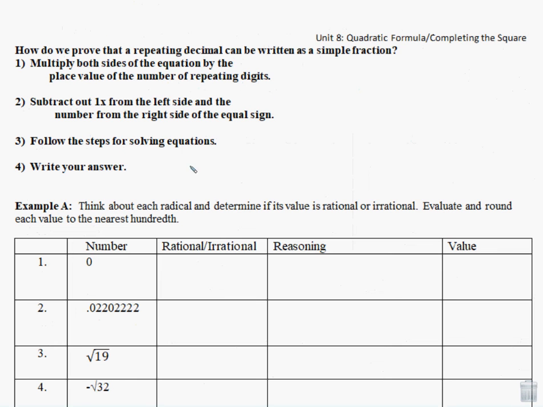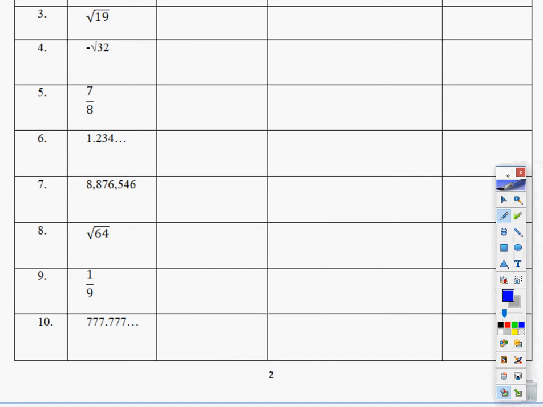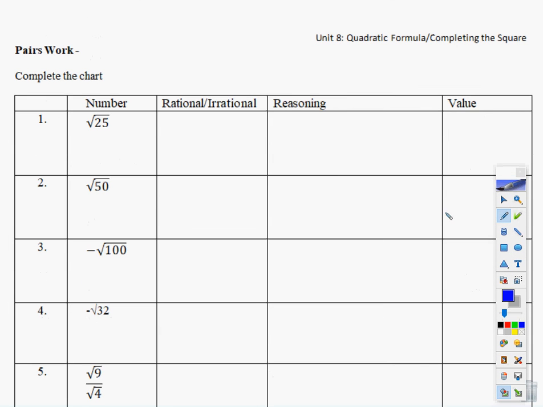I'm not going to worry about this right now. I'll tell you that all repeating decimals can be written as fractions, but when I'm in class, I'll show that to you. And I now want you to do that on a separate paper with the people at your table. It's just telling me whether it's rational or irrational, telling me how you know, and then telling me its value.